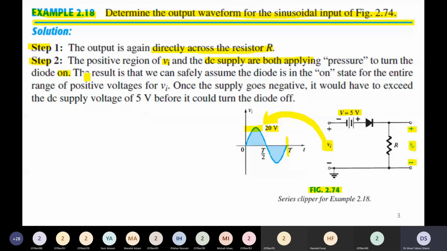The result is that we can safely assume the diode is on for the entire range of positive voltages of V in. So when V in is in the positive half, with the direction of diode connected, the output voltage will be the same as the input voltage with the addition of the DC power supply, because the diode is forward biased. So during the positive half, we can safely assume that the diode will be forward biased, and the voltage will be available across the output.